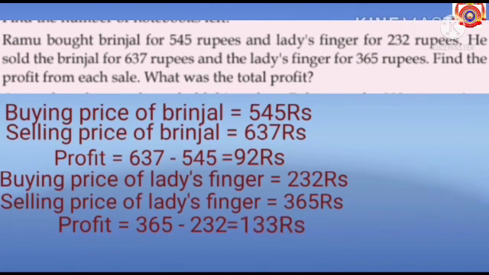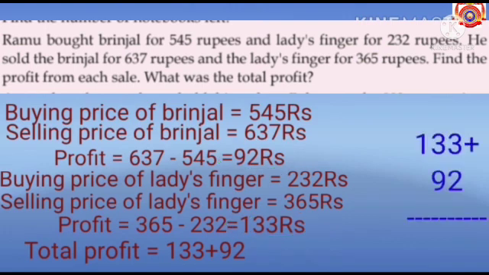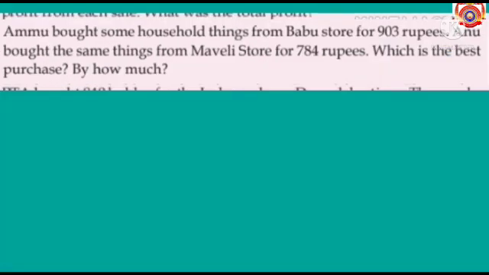Next, we have to find out the total profit. For that, add profit from lady's finger with profit from brinjal. That is 133 plus 92. 3 plus 2, 5. 9 plus 3, 12. Write 2 here, 1 carry over. 1 plus 1, 2. So, total profit is 225 rupees. Let's do the next question.